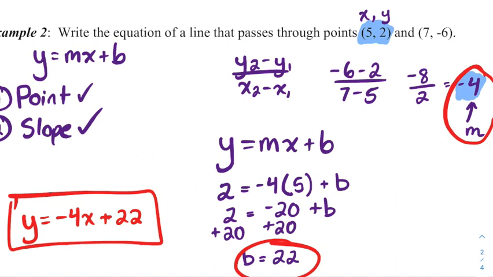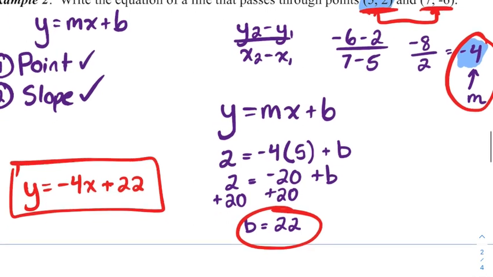So just to review what we did. We found the slope from those 2 points. Then we picked either of these points. It really didn't matter which one we picked. And we substituted into y equals mx plus b. We put 5 in for x, 2 in for y, and then the slope in for m to solve for b. And then we just kind of strung everything together to write the equation of the line.